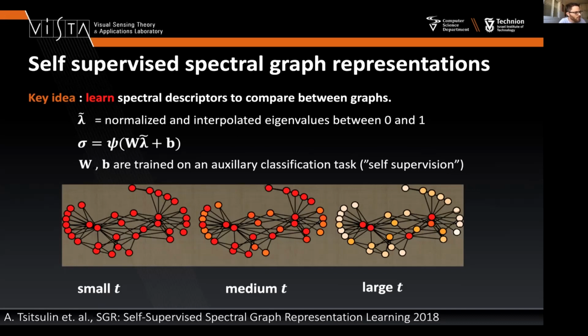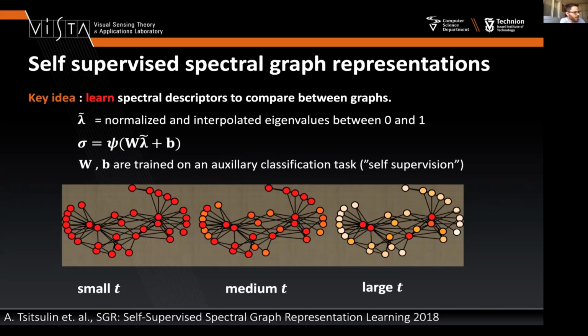So I can try to learn it by taking the spectrum lambda, squeezing it into the 0-1 interval, and then resampling the spectrum there with a fixed sampling rate. Then I can apply some linear transformation to the spectrum, and then some nonlinear function psi, and I obtain some representation of the graph. The idea is to learn this W and B such that for the classification task, it will work better than just using the heat kernel.